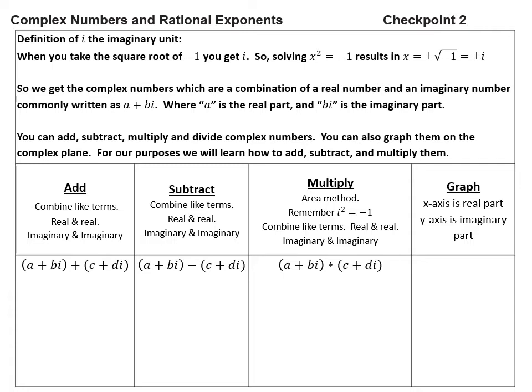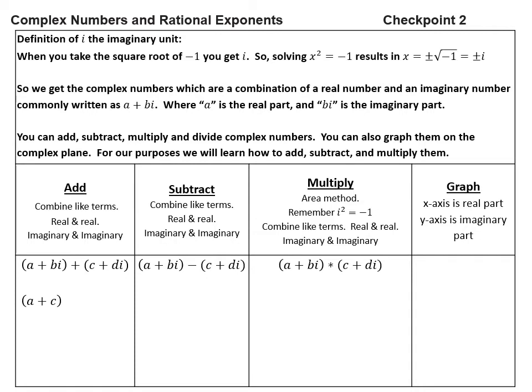And you can add, subtract, multiply, and divide complex numbers. You can also graph them on the complex plane. For our purposes, we will learn how to add, subtract, and multiply them, and we can plot them on the complex plane. Adding, you combine like terms, the real part and the real, the imaginary and the imaginary. Same with subtract. Multiply, we use the area method. We have to remember i squared is negative 1, and then we combine like terms. For graphing, the x-axis is the real part and the y-axis is the imaginary part.